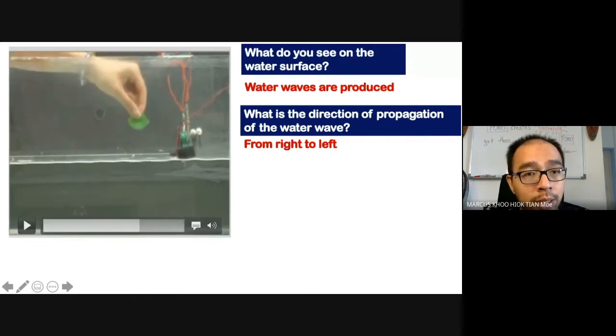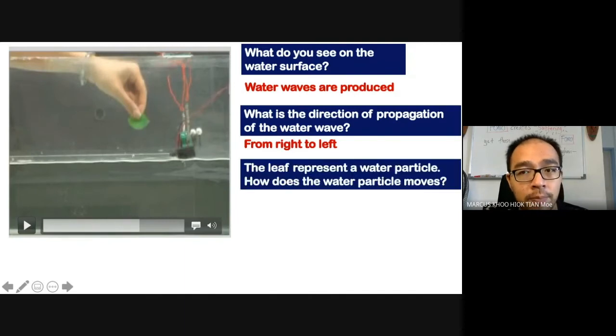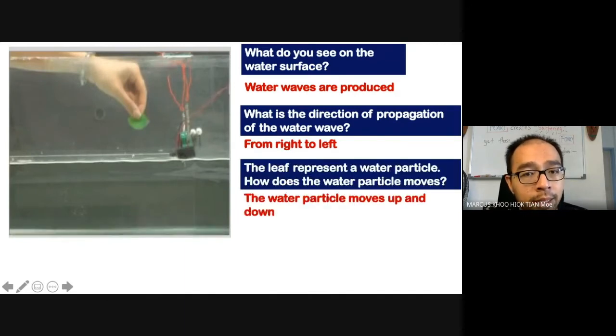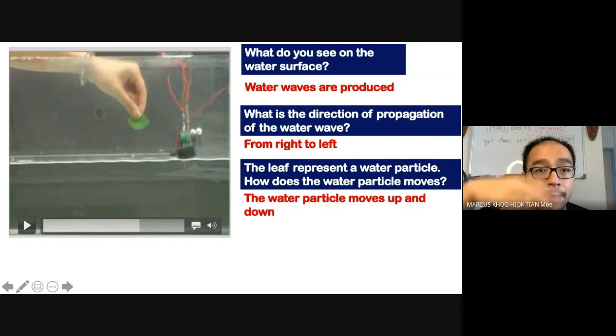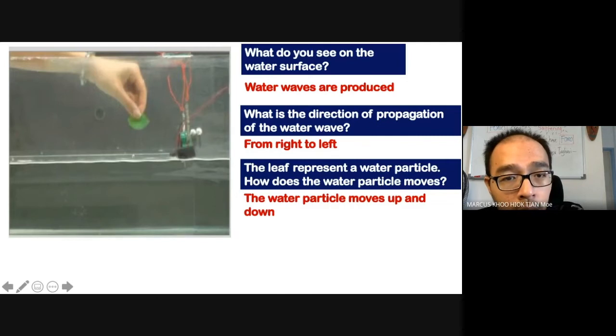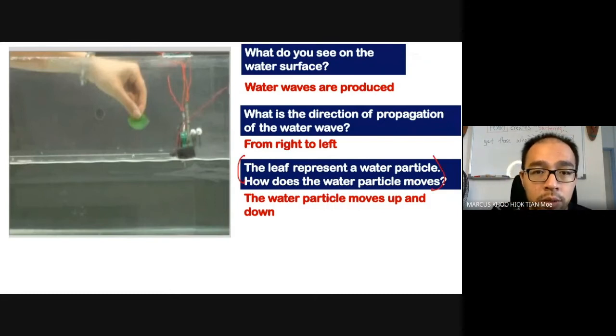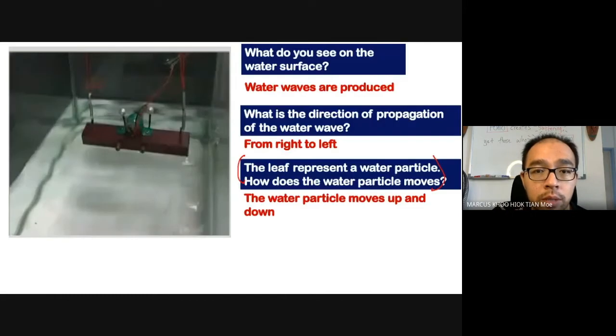But when we put a leaf over there, we find that the water particle or the leaf is moving up and down, up and down, up and down. I want you to highlight this one. The leaf represents a water particle or a water molecule. And we find that the water particle only goes up and down, up and down. It doesn't go together with the wave. Did you see that in the video just now? Let's show you again.